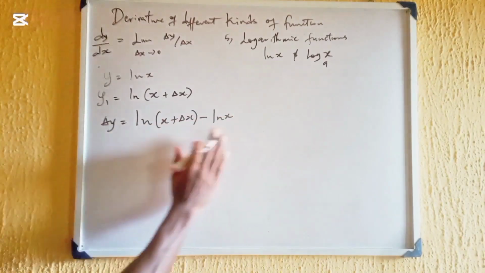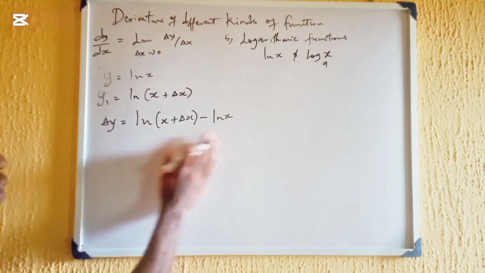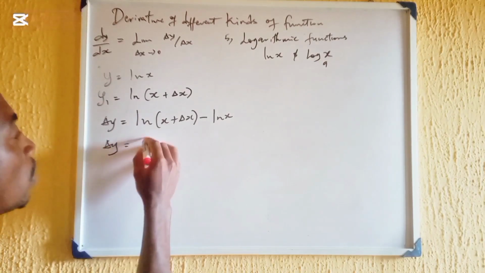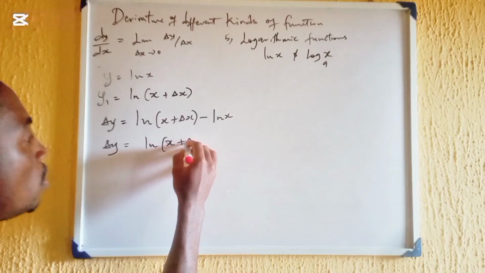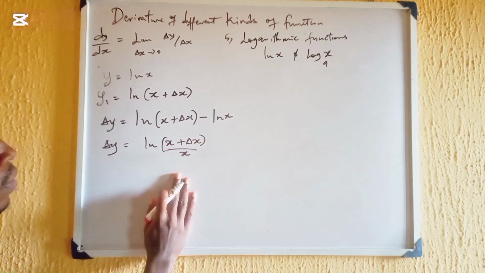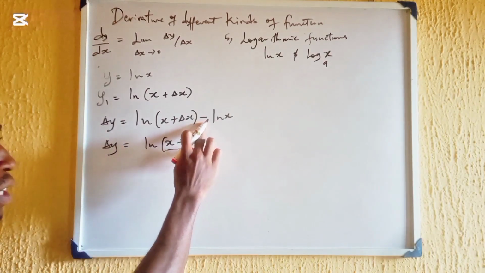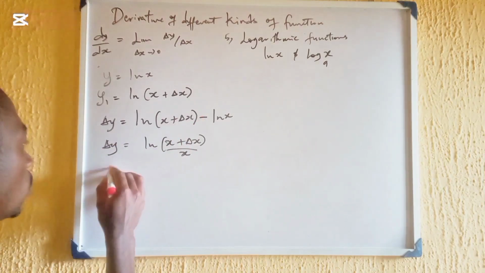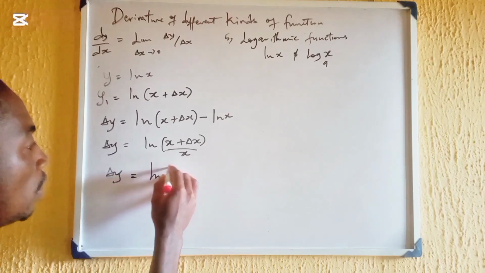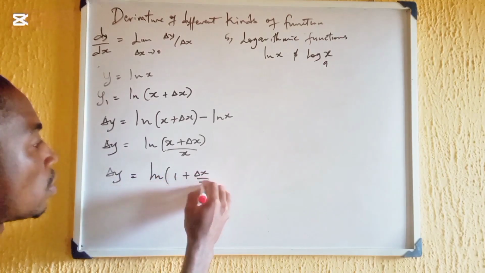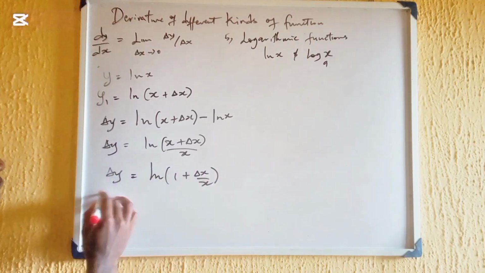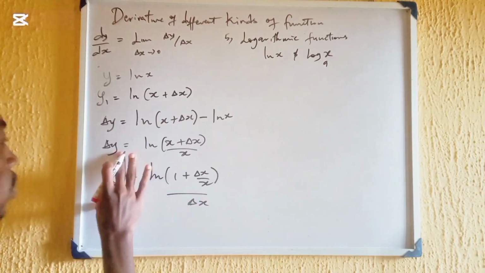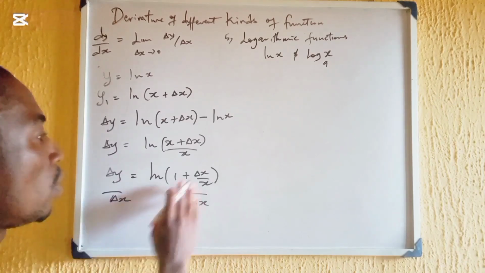Now, if you still remember your rules for logarithm, what do we have? Change in y becomes ln of x plus change in x over x. And that's because we have a negative sign here. Remember in logarithm, when you have a negative sign, it becomes division. So change in y gives us ln of 1 plus change in x over x. Now when we divide by change in x, we'll be having change in y over change in x is equal to ln of 1 plus change in x over x, all over change in x.